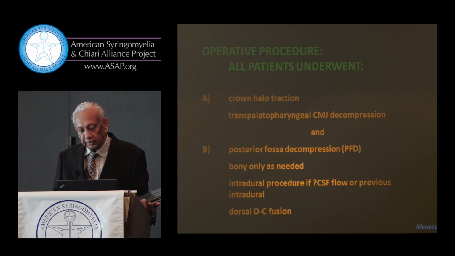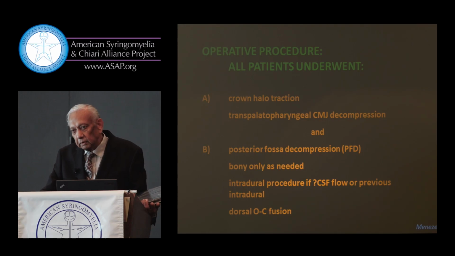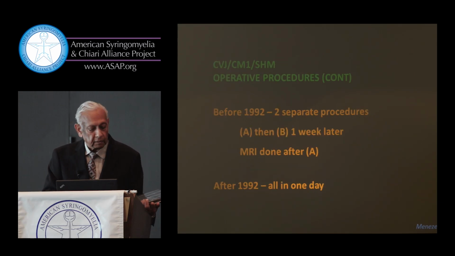It's usually done with an open procedure. Everything is with a microscope. And you decompress the front of the brainstem. Those patients also require a posterior procedure. And if they've got an abnormality such that you say a big syrinx, and the syrinx hasn't gone down, they need an intradural procedure, and all of them require a fusion.